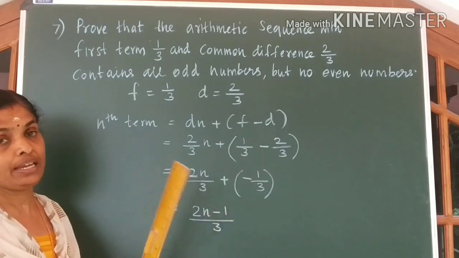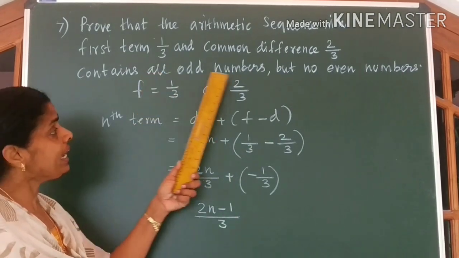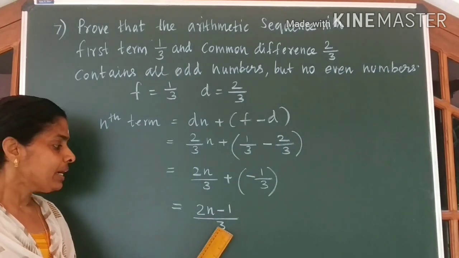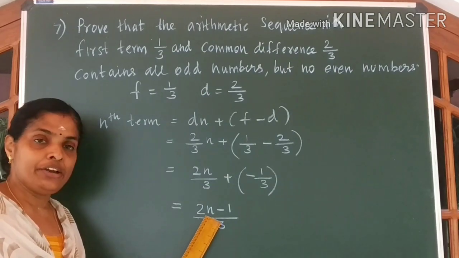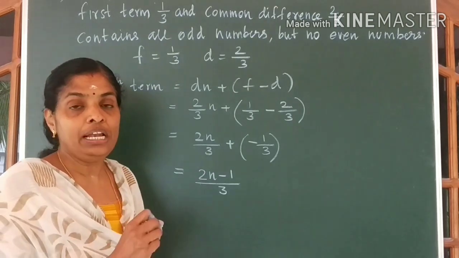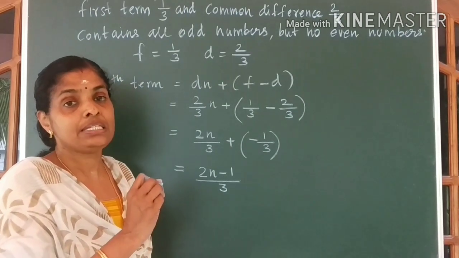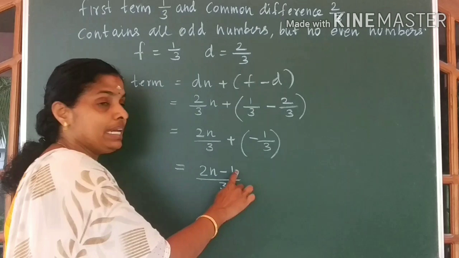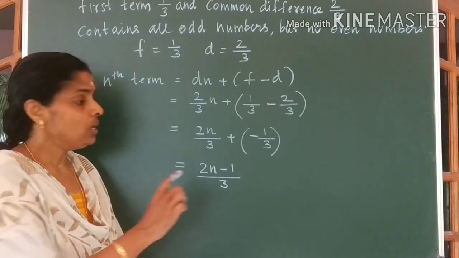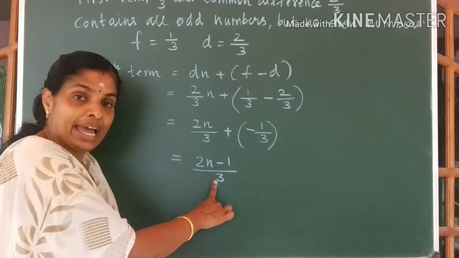Now what is our question? We have to prove this arithmetic sequence contains only odd numbers but no even numbers. Now how do you prove it? Come to the nth term. See here children, 2n minus 1. We have studied already. Nth natural number is n. Okay. Nth even number is 2n. 2n minus 1 gives you the nth odd number. Do you understand? So here you are getting an odd number divided by an odd number.